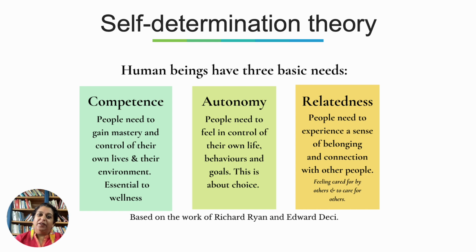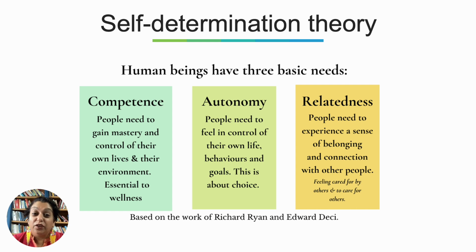The next theory under the needs fulfillment category is called the self-determination theory. This is based on the assumption that human beings have three basic needs. The first of these needs is competence, and this looks at the fact that people feel a need to gain mastery and control over their own lives, which becomes essential to their well-being. The next part of the self-determination theory looks at autonomy. People need to feel in control of their own lives and behaviors as well as their goals, and they need to feel as if they have a choice about their lives and themselves.